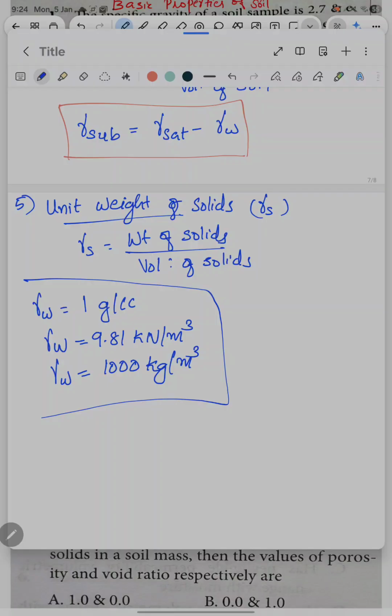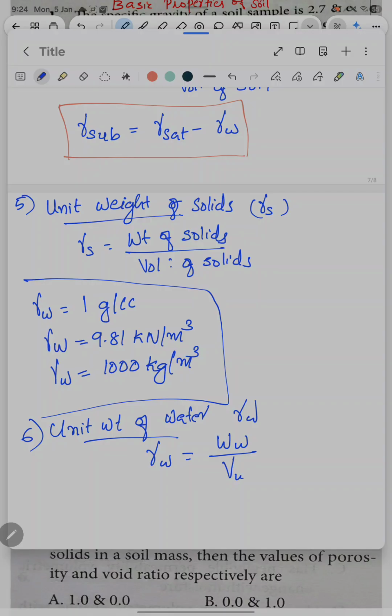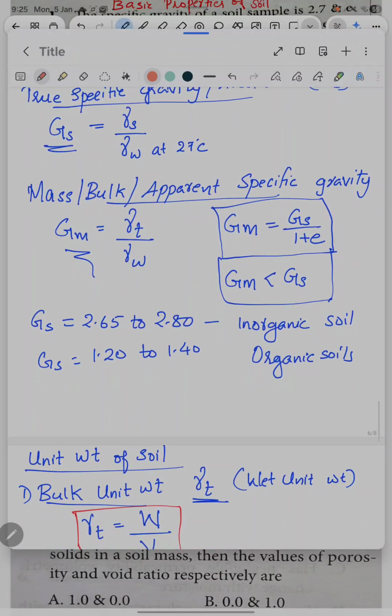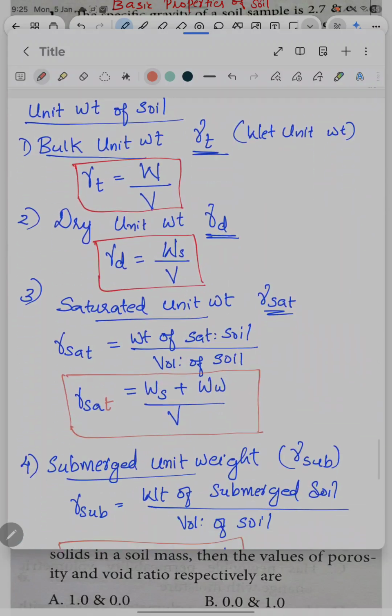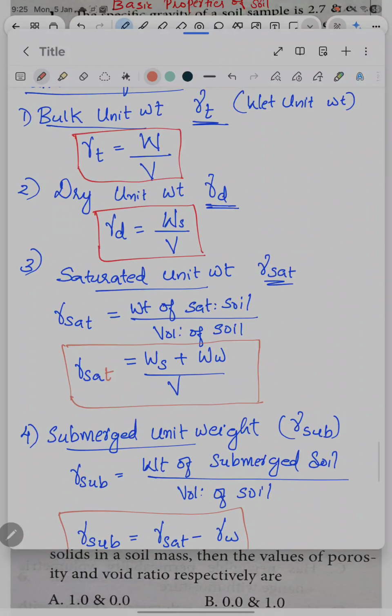The next term is unit weight of water, that is gamma W. Gamma W is weight of water divided by volume of water. Weight of solids to volume of solids is unit weight of solids. So these are the important terms coming under unit weight of soil. Let's see these terms one more time. First we studied bulk unit weight. Bulk unit weight is wet unit weight, total unit weight.